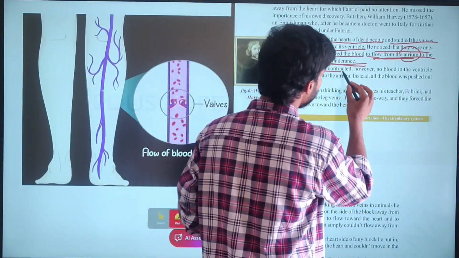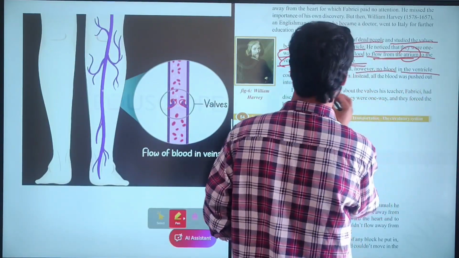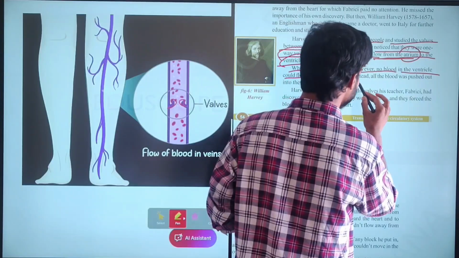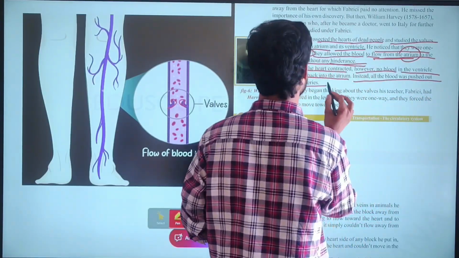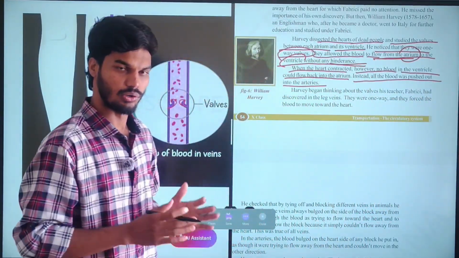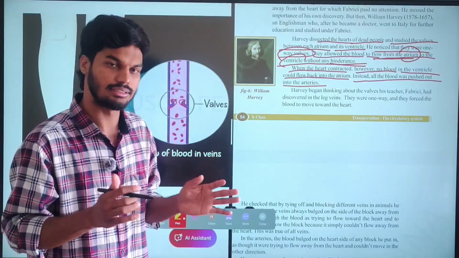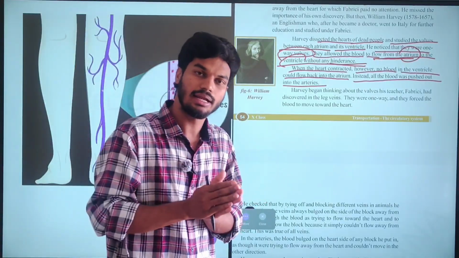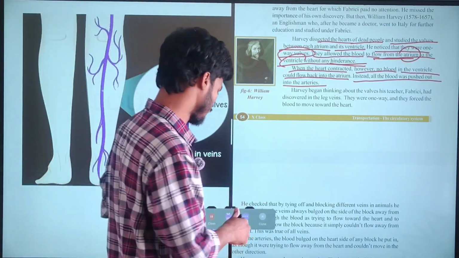When the heart contracts, however, the blood in the ventricle couldn't flow back into the atrium. Instead, all the blood was forced out into the arteries. During the contraction and relaxation, the movement of the blood will take place. Next, what is given?